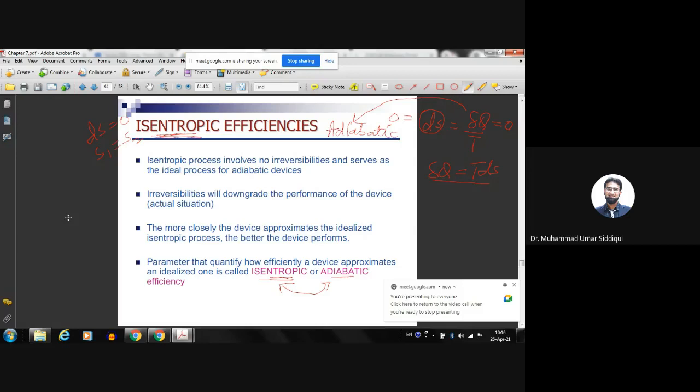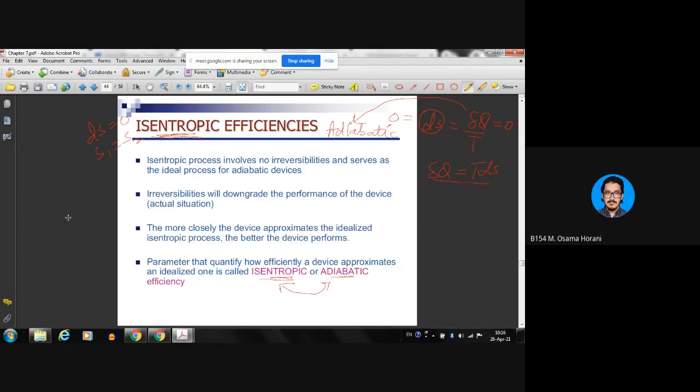Anyways, a lot of discussion over isentropic and adiabatic devices. Anybody have anything to ask? Are you catching up with me? Yes, sir. Some of that. Okay.